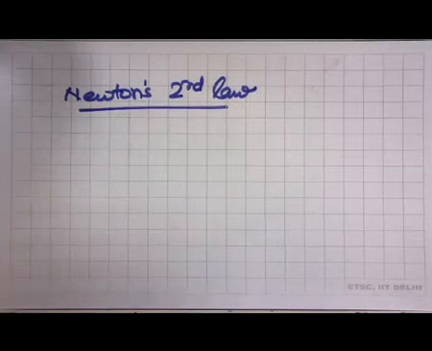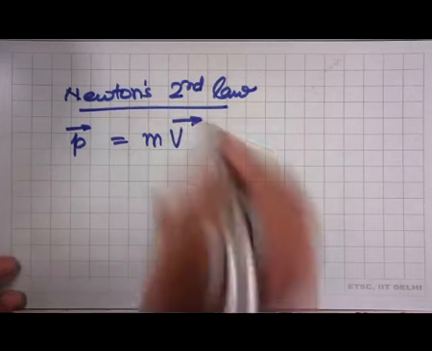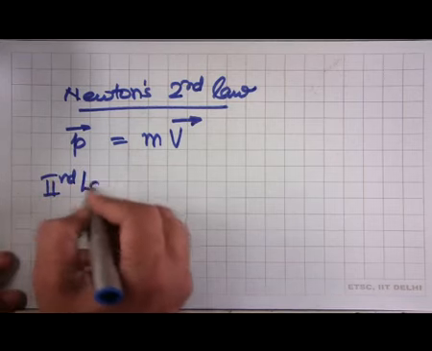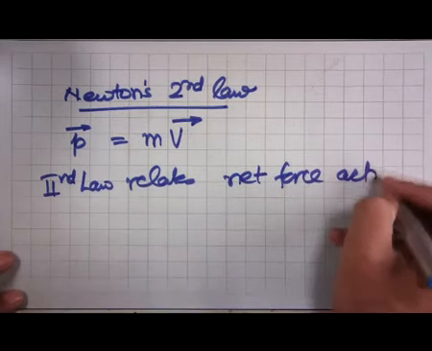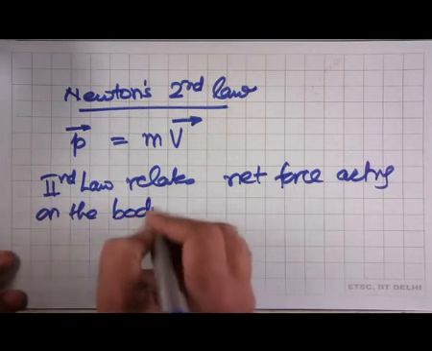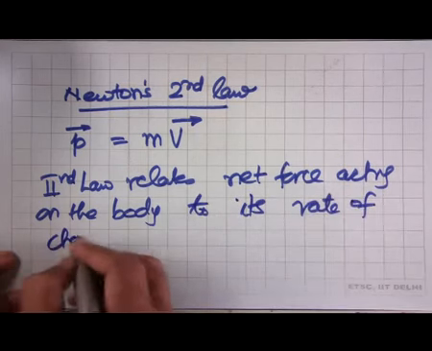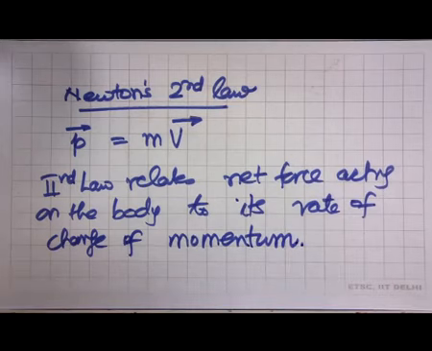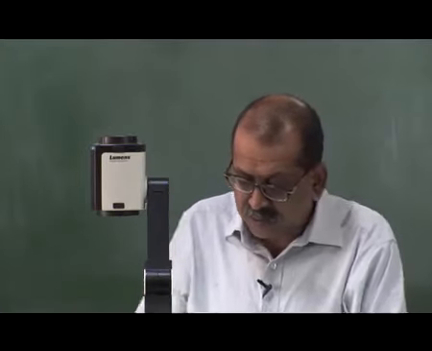Now, as we discussed in the last class, we define a quantity called momentum, which is the product of mass times the velocity. And what the second law does is, the second law relates the net force acting on a body to its rate of change of momentum. So, let us first try to look at this quantity called momentum.